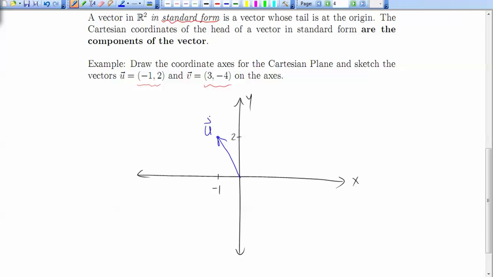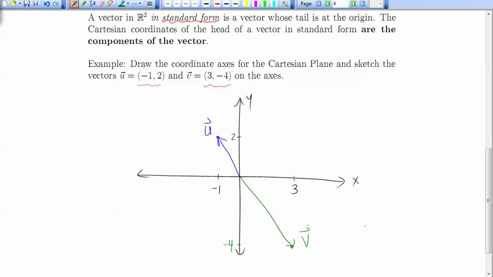Now, if I find the point 3, -4, then the head of my second vector, v, is over there. So I've drawn my two different vectors in standard form.